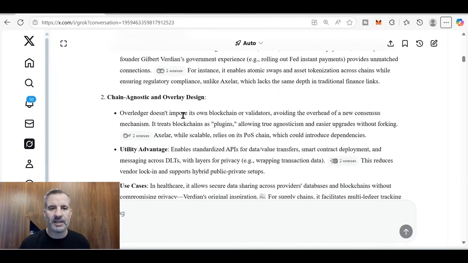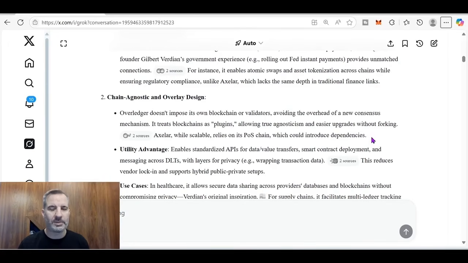Quant Overledger doesn't impose its own blockchain or validators, avoiding the overhead of a new consensus mechanism. It treats blockchains as plugins, allowing true agnosticism and easier upgrades without forking. Axelar, while scalable, relies on its proof of stake chain, which could introduce dependencies.